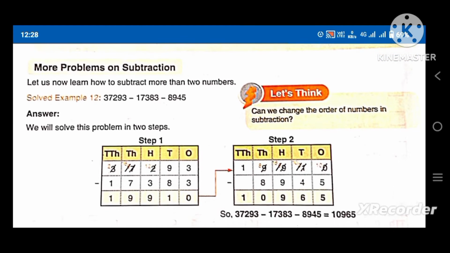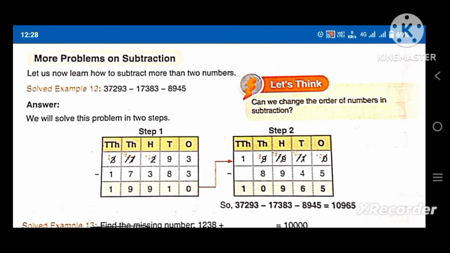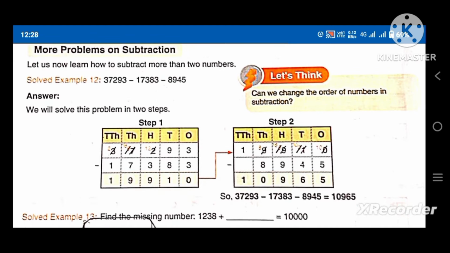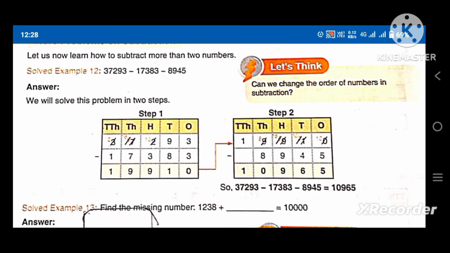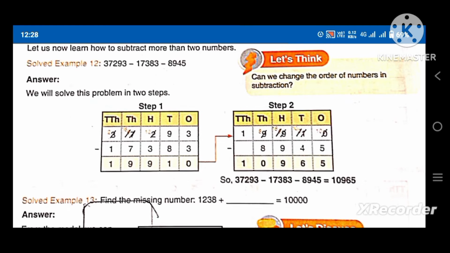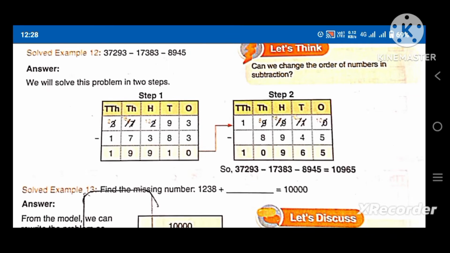So the answer is 37,293 minus 17,383 minus 8,945 is equal to 10,965. Solved example 13. Find the missing number.